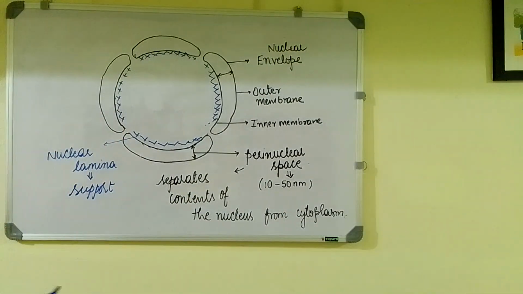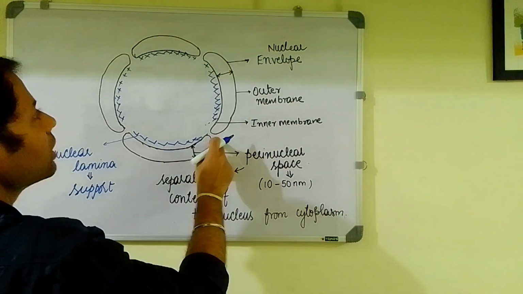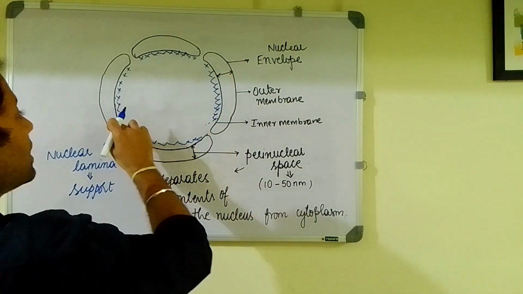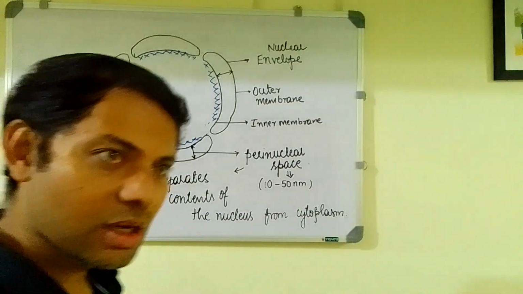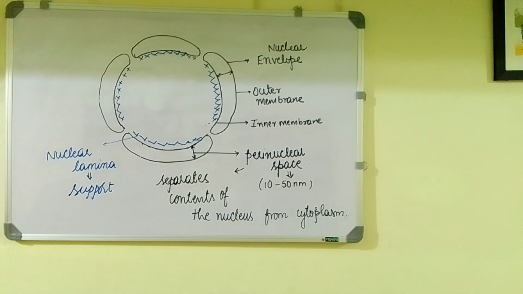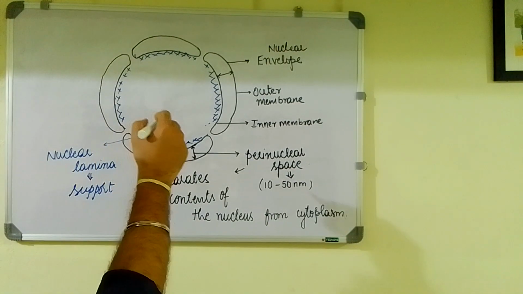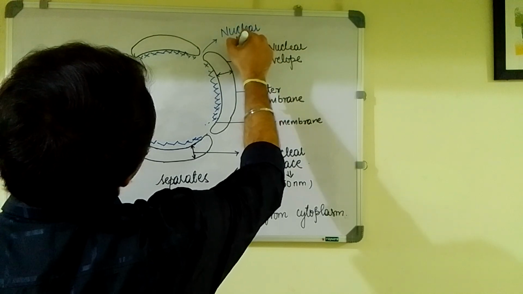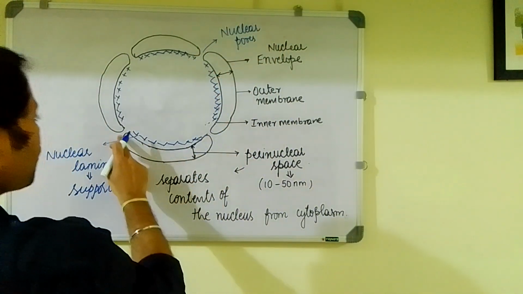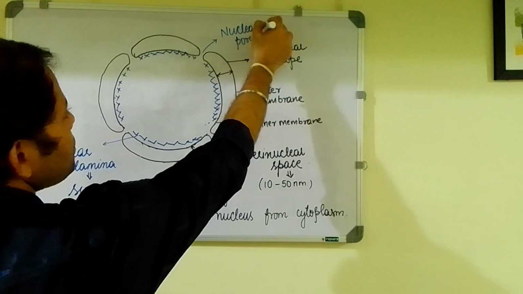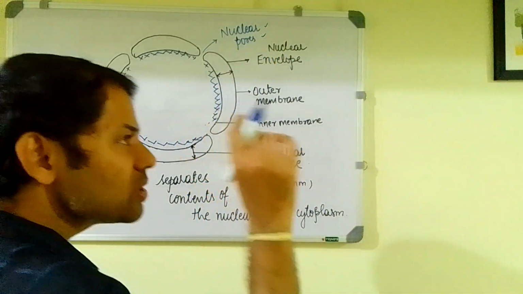Now, you can very well appreciate that this nuclear envelope is not continuous. It has some spaces in between. It is interrupted at certain regions. Those regions where the nuclear envelope is interrupted are called nuclear pores. So nuclear pores are those regions where the nuclear membrane or the nuclear envelope is interrupted. Now, how is the nuclear pore formed?